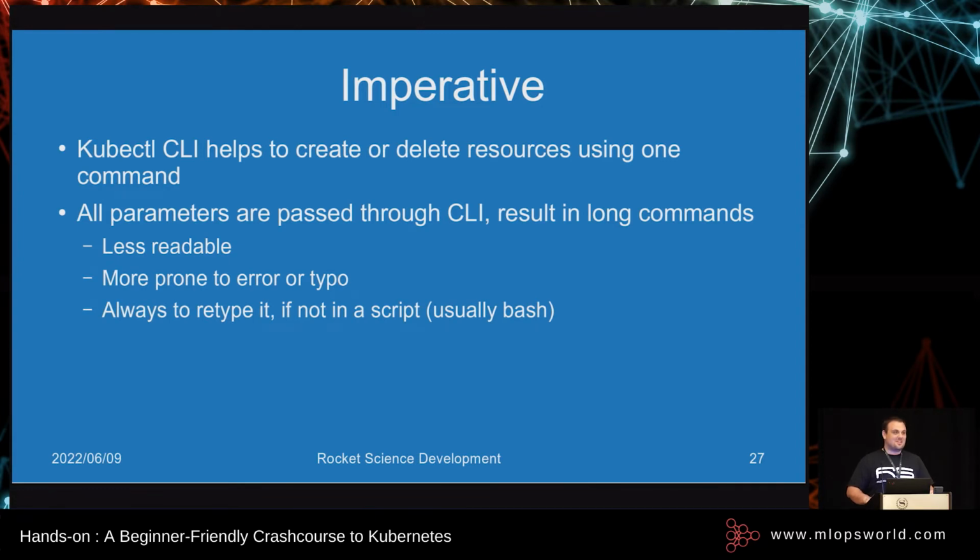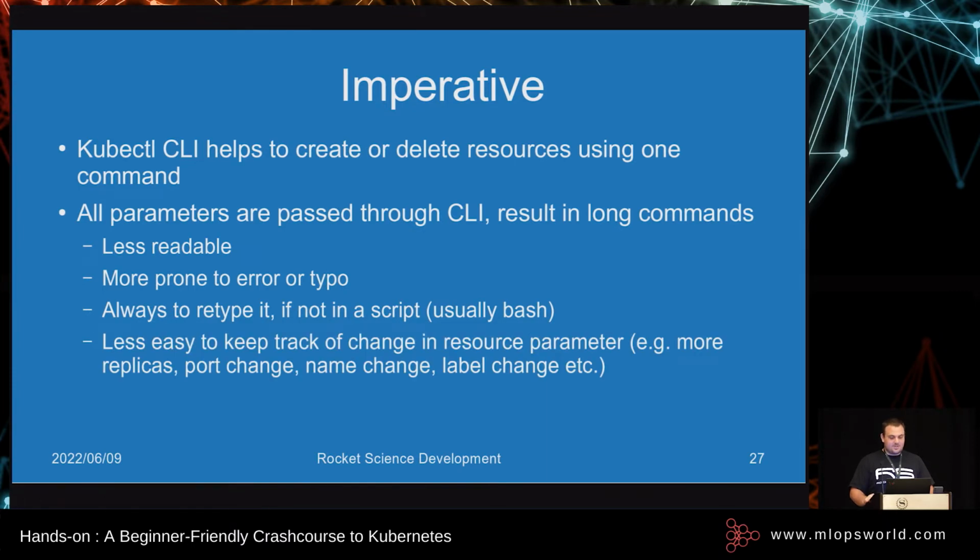Even though in your command line you press the up arrow and you have your command again, you still have to correct it. So it counts as retyping, if it's not in a bash script, of course. And it's less easy to keep track of changes in resource parameters. Let's say you have some path on which you're mounting some volume inside the deployment that changes. It's very hard to keep track of it.